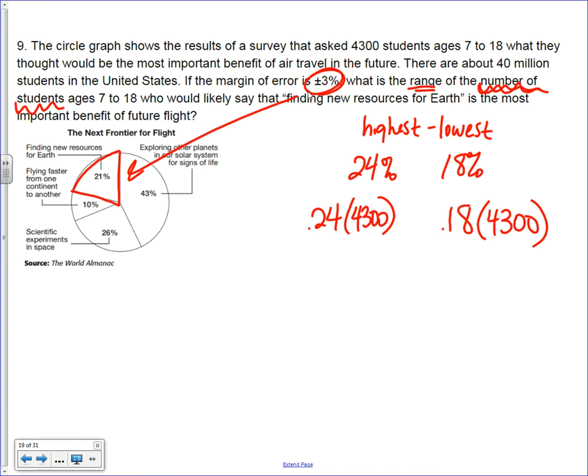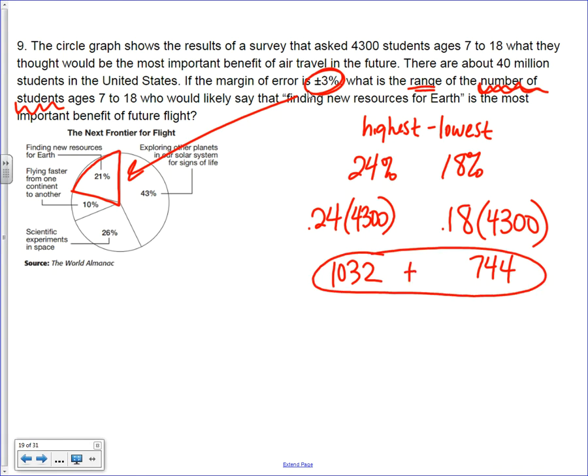And I get 1032 over here, and I get 744 over here. Okay, so that's the range of students that would have said it is most important to find new resources for Earth. Somewhere between 1,032 and somewhere down to 744.